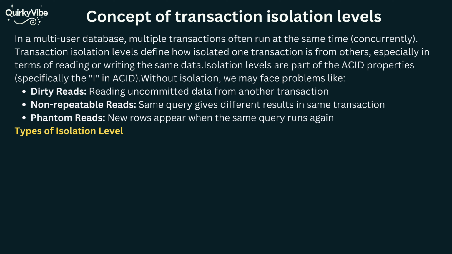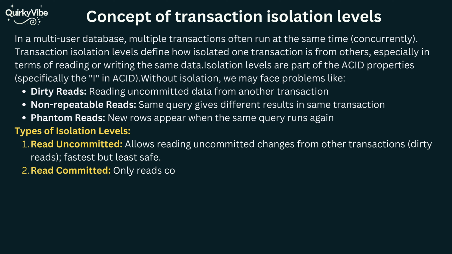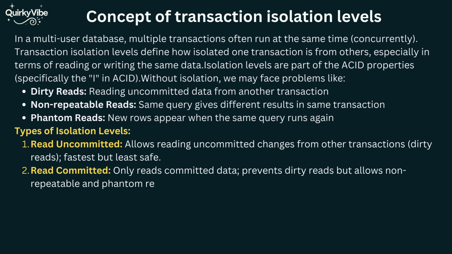Types of isolation levels: 1. Read uncommitted, allows reading uncommitted changes from other transactions. Dirty reads, fastest but least safe. 2. Read committed, only reads committed data, prevents dirty reads but allows non-repeatable and phantom reads.